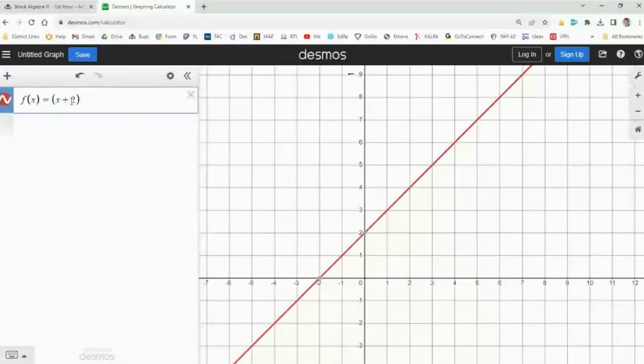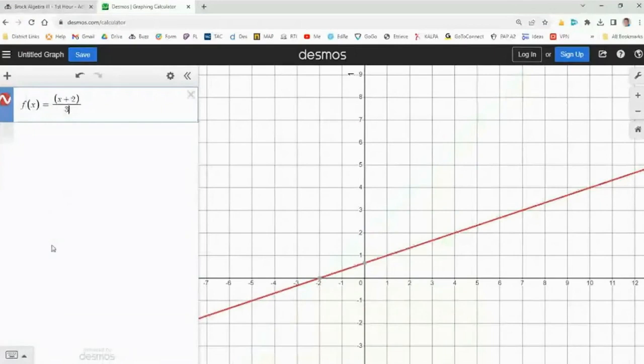I'm going to put that in parentheses so it's all over 3. Put x plus 2 divided by 3. If I don't put that in parentheses, it won't put everything on top of the 3. And g of x, we said, was 3x minus 2.